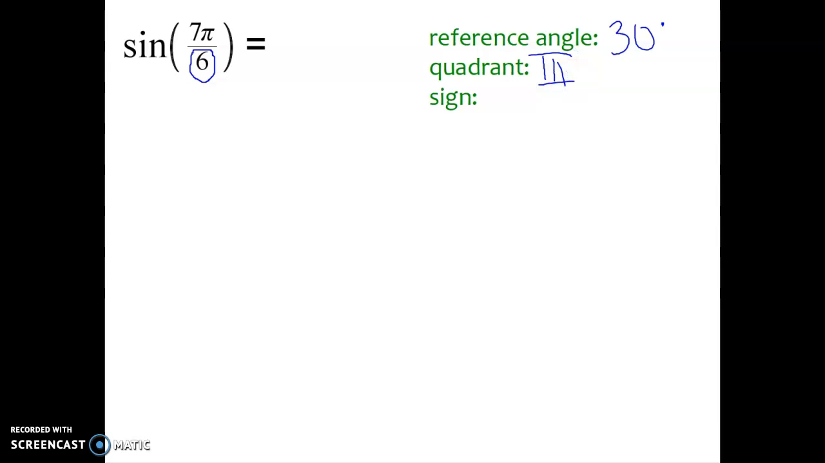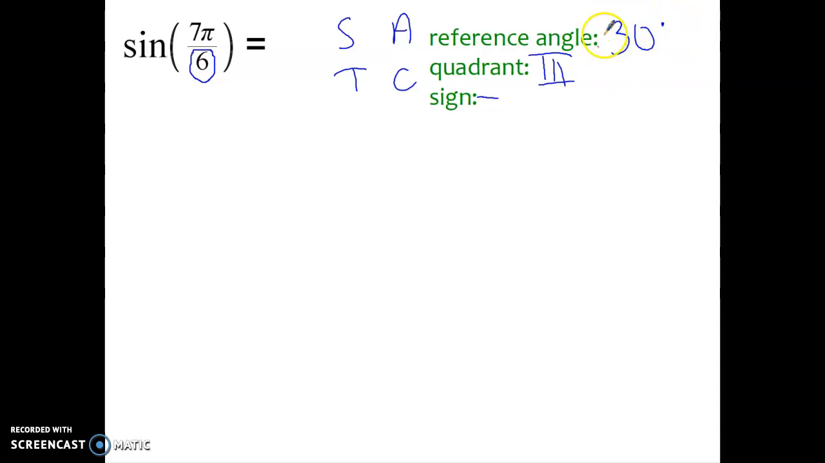Okay, and we have our little phrase that we use when we go around the circle. All students take calculus. You can also remember that as CAST. If you want to start there in the fourth quadrant, CAST is what you see. But in the third quadrant right here, I've got T. T stands for tangent. That means tangent is positive, cotangent is positive because it's the reciprocal, and everything else is negative. So the sign that I get for my answer is going to be negative.